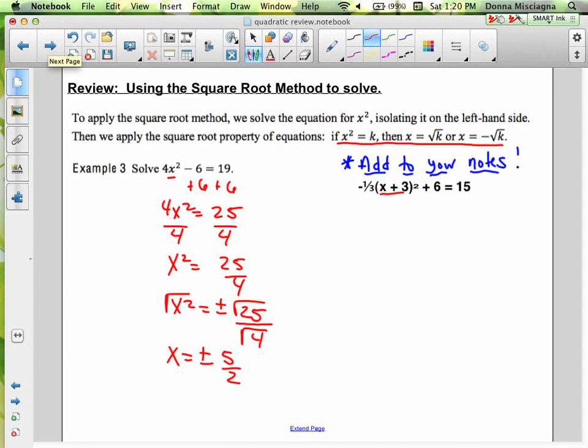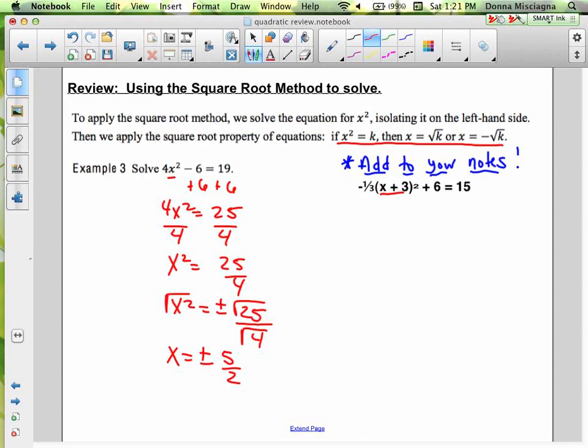x equals 5 halves, x equals negative 5 halves. Perfectly fine to leave it as plus or minus as your two answers. The only time it's not okay to leave a plus or minus is if you have two terms and you could combine them. If you only have one term, or if you have two terms and you can't combine them, the plus and minus is fine.